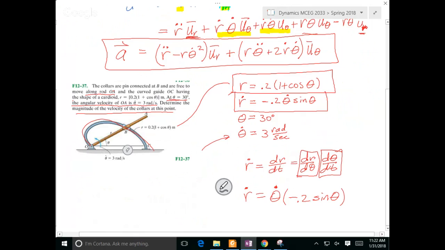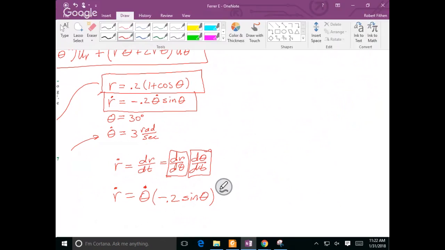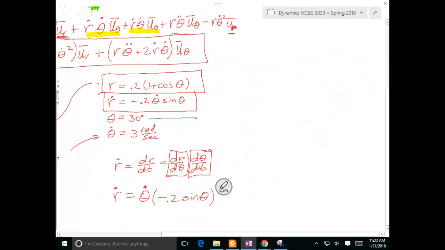Now, he wanted us to find the velocity at that 30 degrees. So what I really need to do is set theta at 30 degrees. He said theta dot at 30 degrees was 3. But now he wants to know R at 30 degrees.